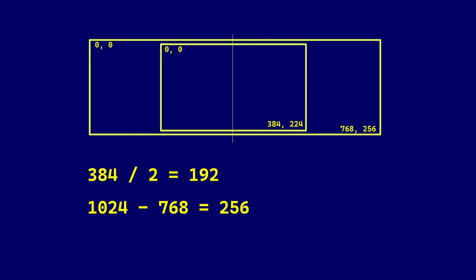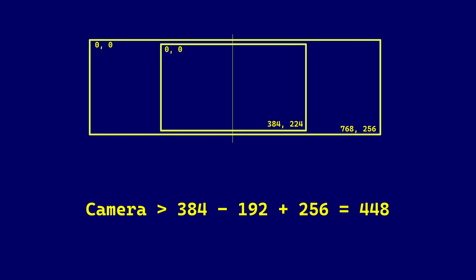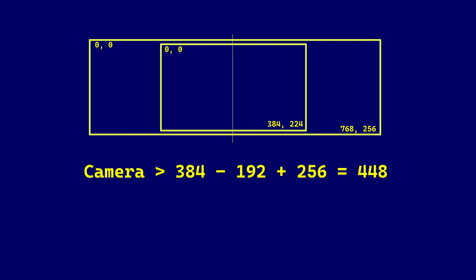This is the padding we'll need to apply to the starting position. So 384 minus 192 plus 256 equals 448. So this makes the starting position of the camera 448. From this information, we can generally work out any of the other X positions for the moving entities on screen.